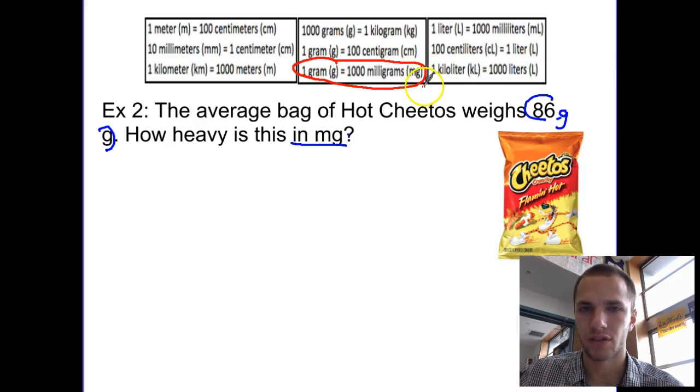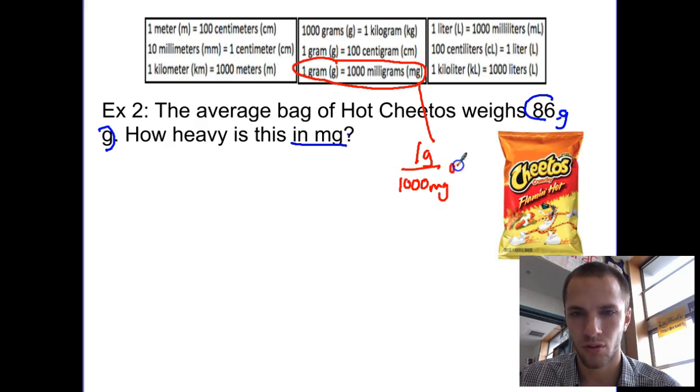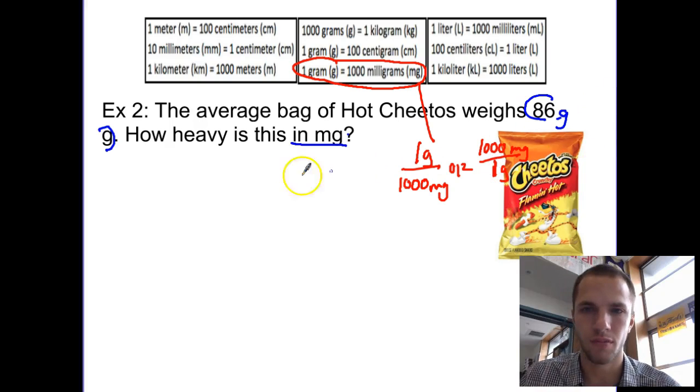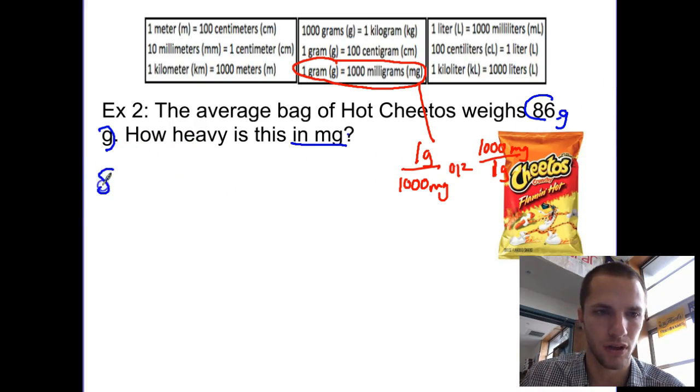I want to write this as fractions. I can write this as 1 gram over 1,000 milligrams, or I could write this as 1,000 milligrams over 1 gram. Let's see which one I'm going to need. So start by writing my given. My given was 86 grams.